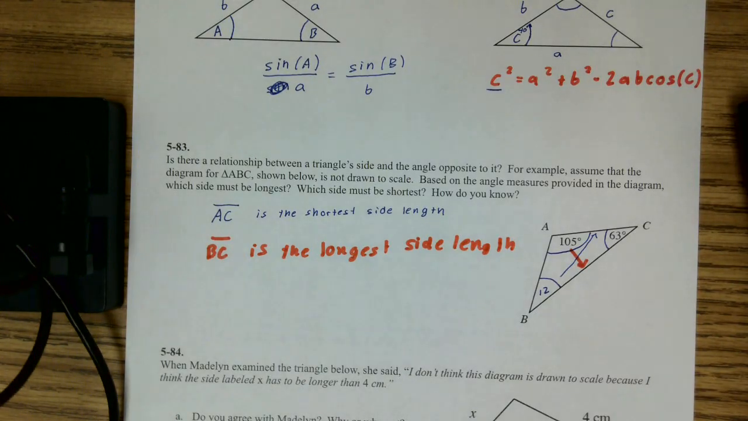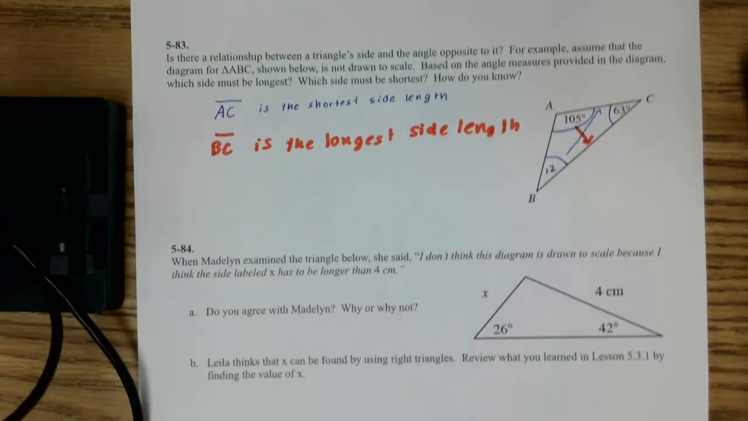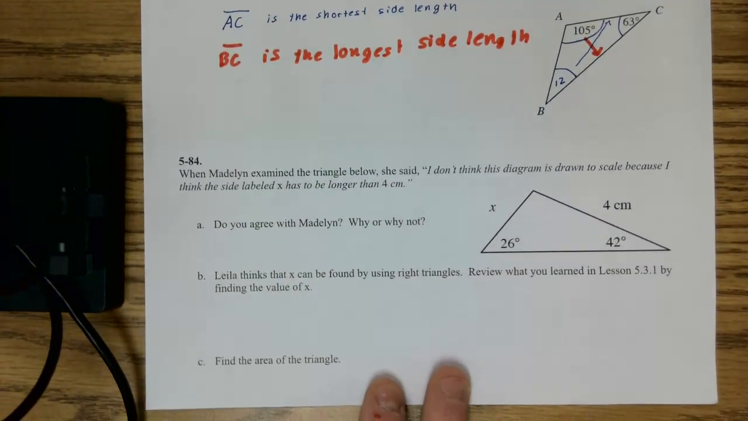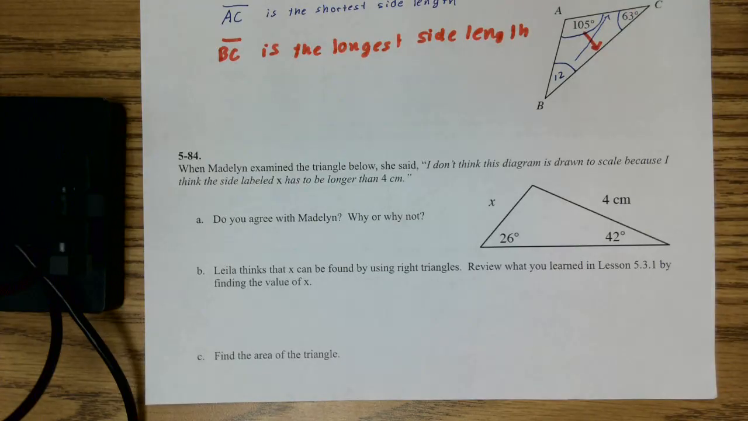And this all stems from the idea of the Pythagorean theorem and using sine, cosine, and tangent. Now, when we have this, we're going to go ahead and roll down to 584. It says, when Madeline examined the triangle below, she said, I don't think this diagram is drawn to scale because I think the side labeled x must be longer than 4. So in this case, do you agree with Madeline? Yes, why or why not?